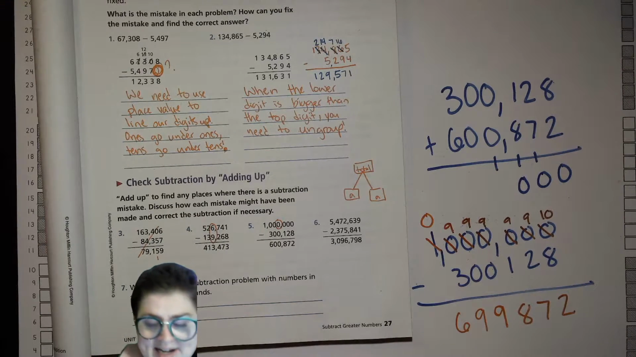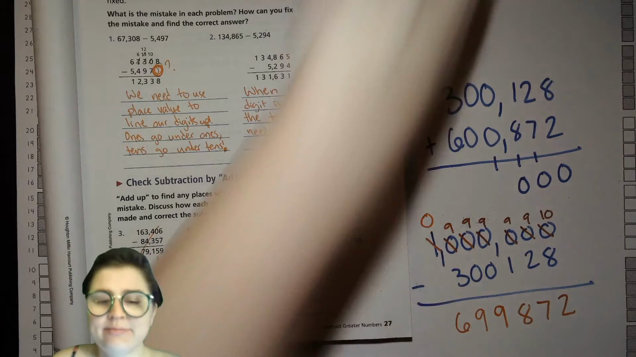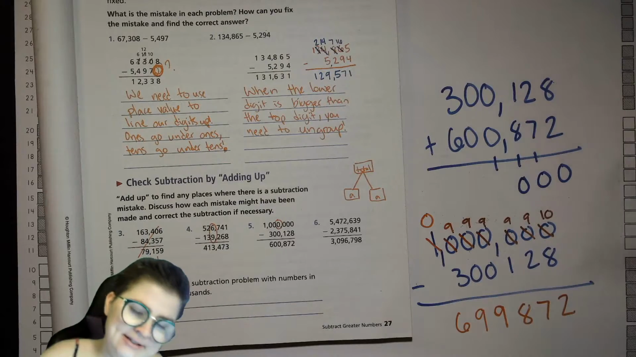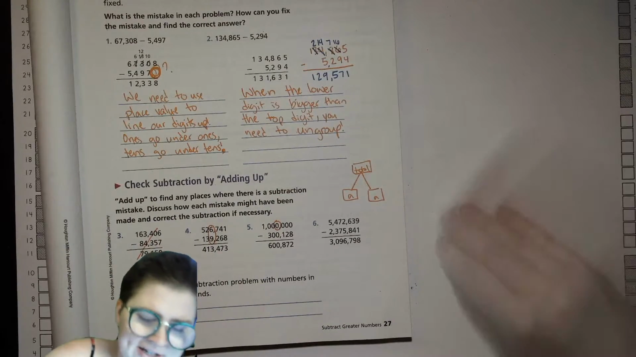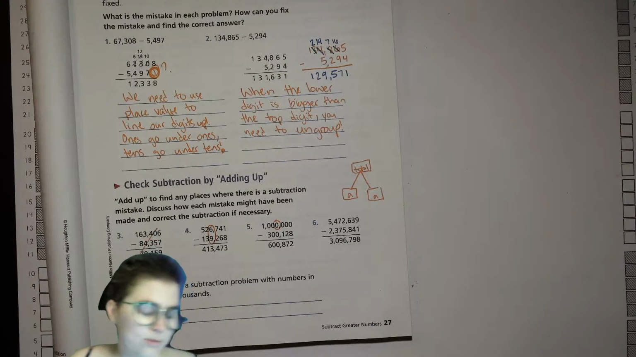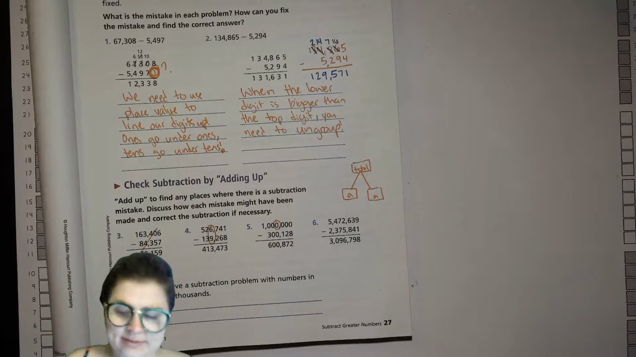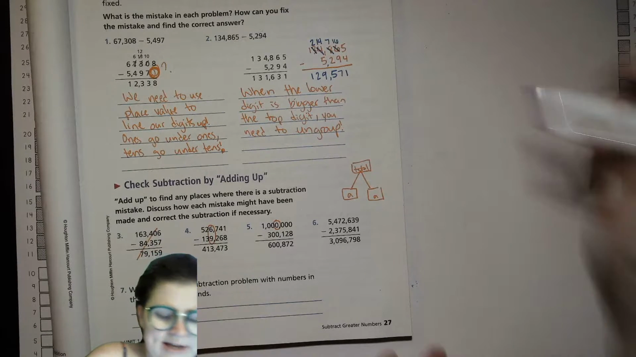So they're off by 99,000. That's pretty big. Yikes. Okay. Go ahead and take a look at this last one and see if you can figure out where their mistake is, if there is one. I'm going to add it up.